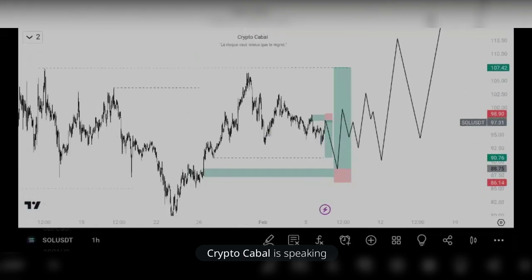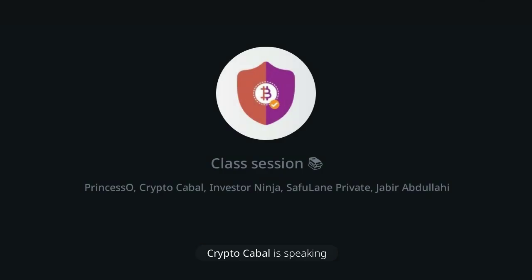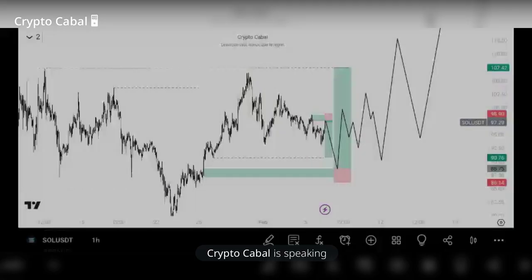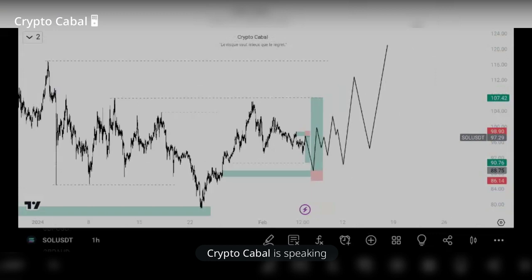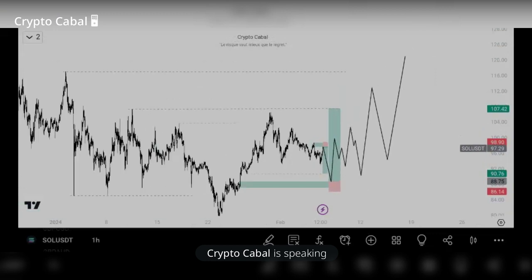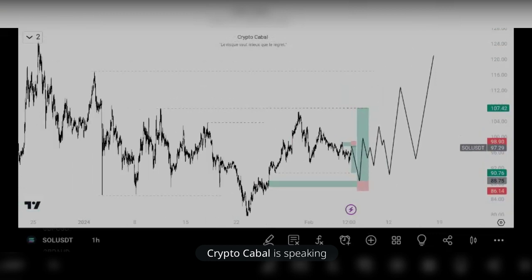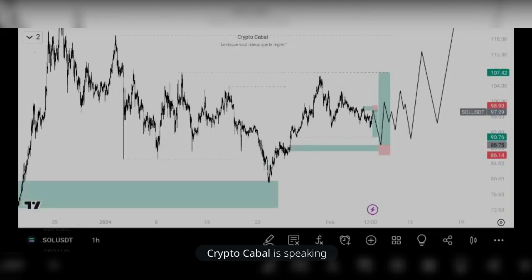Also, you can get an entry from here. You can just take a look at it. You can get an entry. But this is what we can actually be expecting on Solana USDT. It's as simple as that.